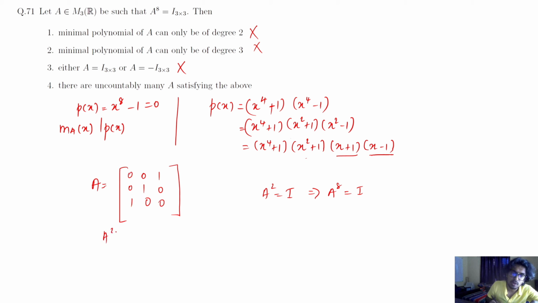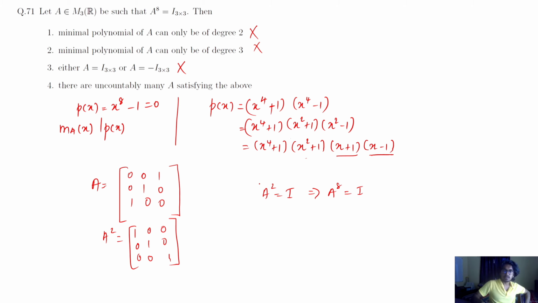Now let me evaluate A square. What I get is 1 here and the rest zeros, and this is 0 1 0, and when I do here I am getting this one. Basically I am able to find one such matrix which is not listed in option 3. But option 4 is asking for uncountably many A satisfying this condition.